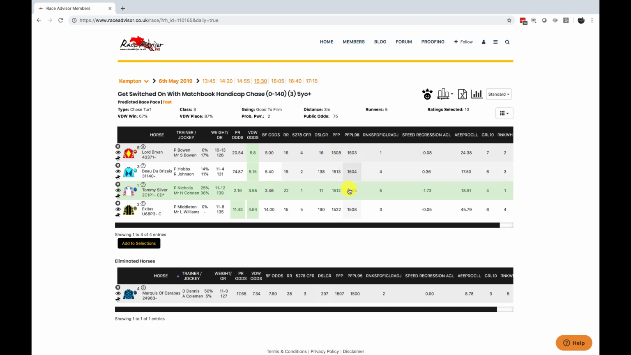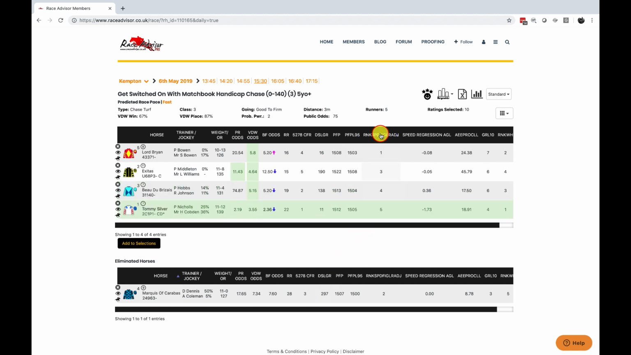However, I'm going to leave it in because it does have that score there that matches that. Any horse that has a lower score than 1508, a lower PFP than 1508, I would have removed. However, in this race, we can see that they're all there. And the one horse that does have a lower PFP than 1508 has already been eliminated.